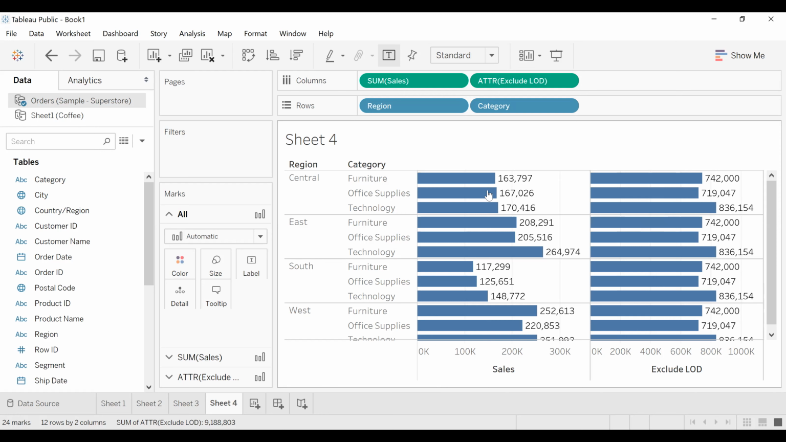So if you see, this is the normal sum of cells which is happening. Central region has the furniture, right? So under the central region, whatever the furniture is coming up, it is summing the data for that. So let me go to the workbook again.